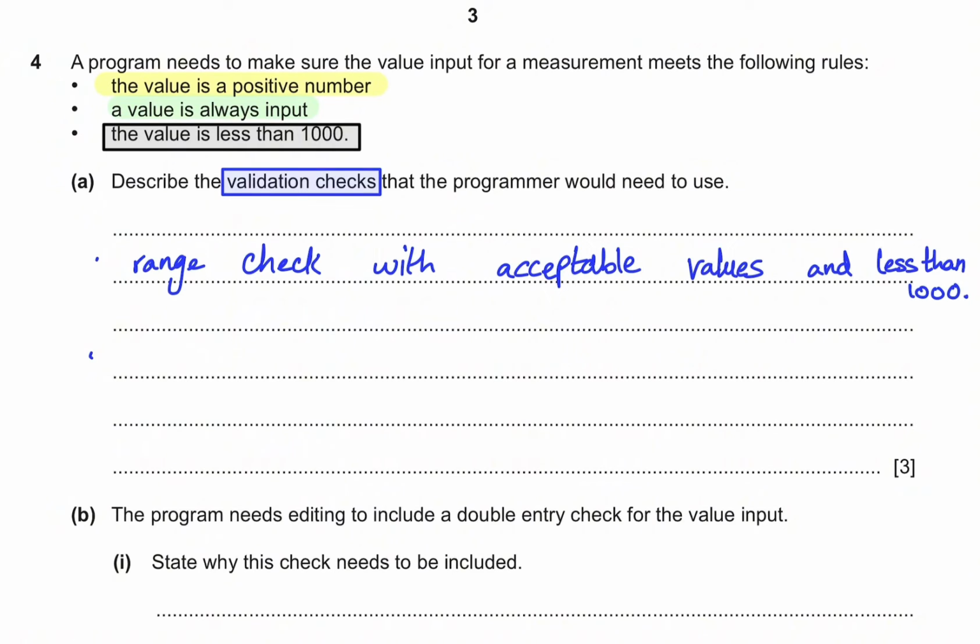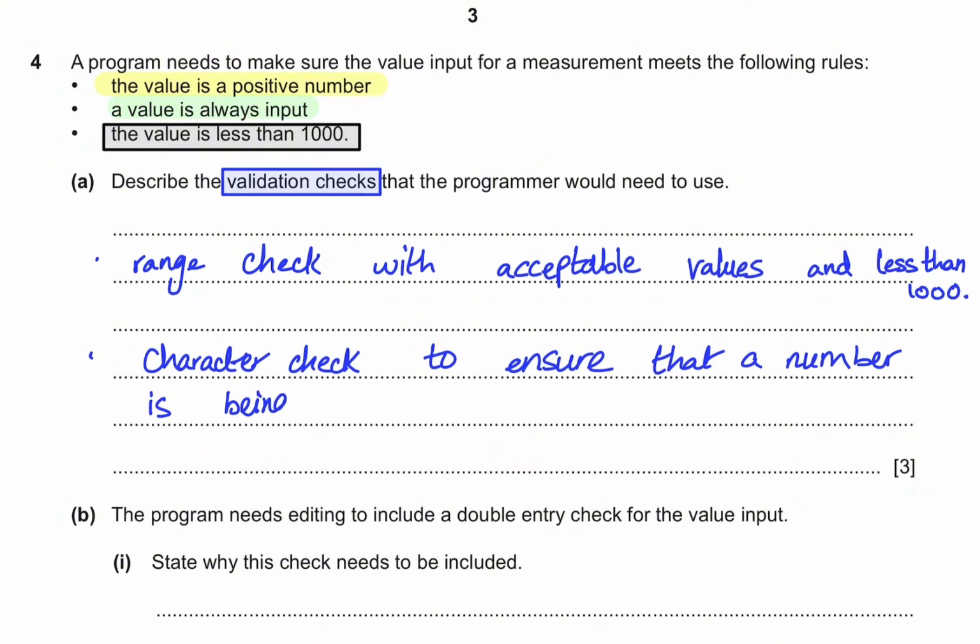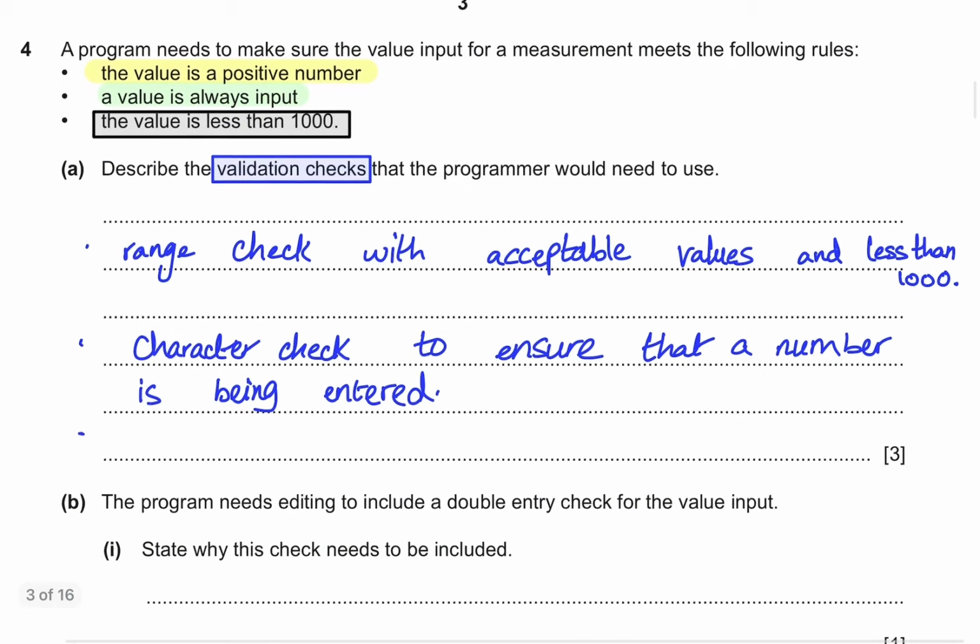The next point could be character check. You also often call it a type check, to validate that a number is being entered. Because here we are talking about numbers, that's why we will check that it ensures a number is being entered.